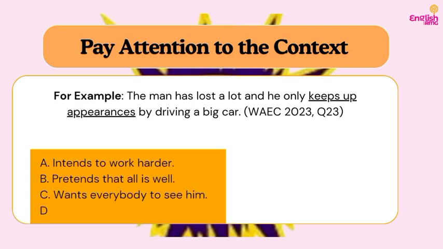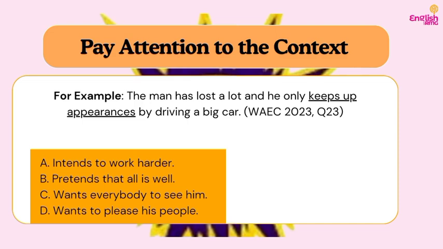So the question is from question 23, 2023 WAEC past question. So let's look at the options. We have A, intend to work harder. So we were never told about how much the man wants to work harder now. B, pretends that all is well. So that's probably our answer, but let's check all the options. C, wants everybody to see him. No. We were not told that the man was trying to get attention.